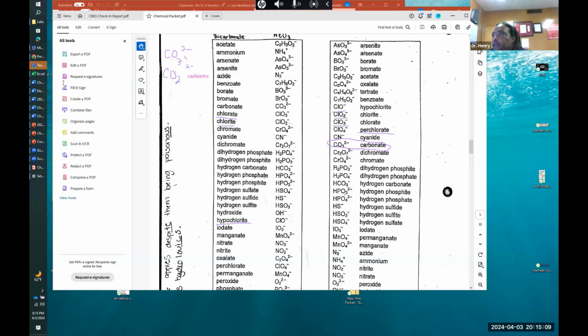Okay, so then what if I have CO2 minus? What would that be called? Hypocarbonite. Carbonate. That's right, hypocarbonite.